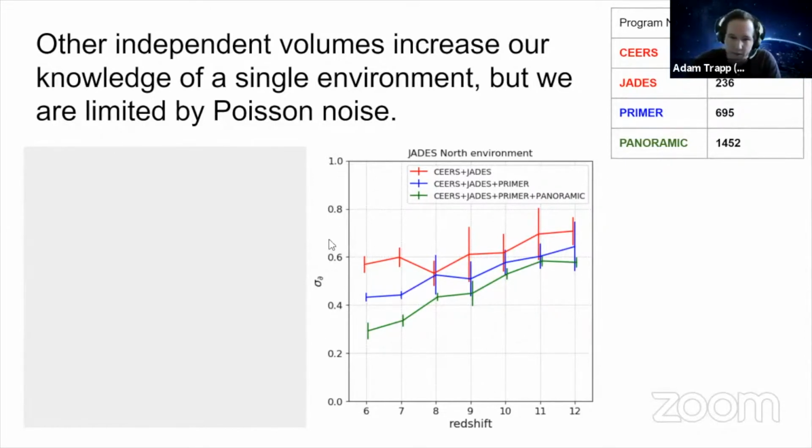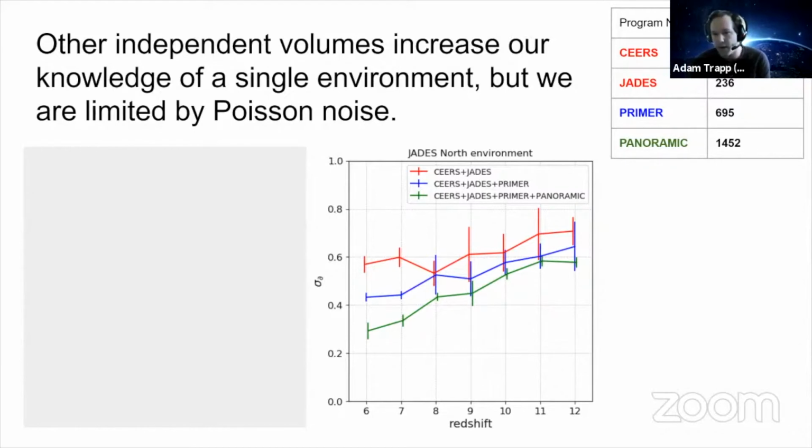On this y-axis is the width of the posterior in determining the density, right? And so for example, if you wanted to figure out what the density of the JADES North environment is and you do the SEARS survey and the JADES survey, you can get some constraints on what the environment is of the JADES North environment. But if you add PRIMER, you get a better determination of the JADES North environment. And if you add PANORAMIC, you do even better. Right. And so this is the reason that getting different sources is getting you more information on the first sources, because you're fitting these all simultaneously and they help each other.